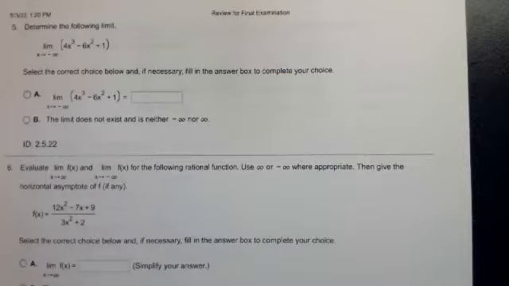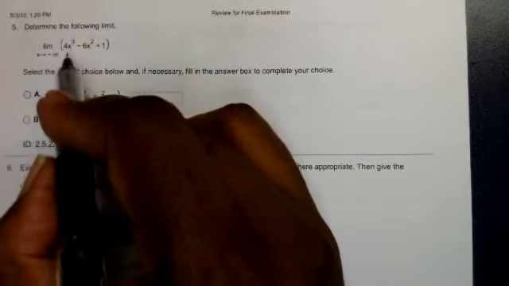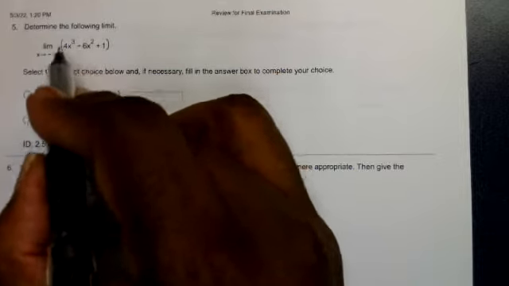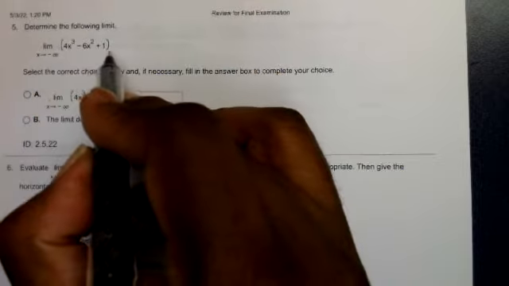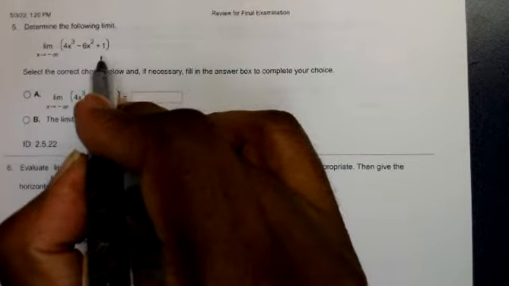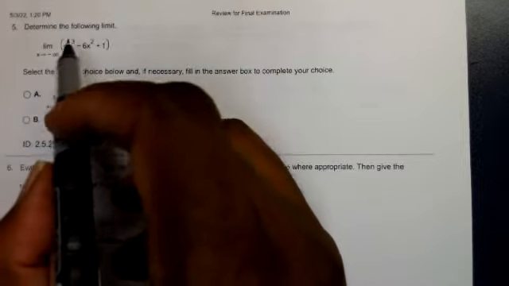Okay, now problem number 5. Here we got the limit as x approaches negative infinity of 4x cubed minus 6x squared plus 1. All right, in this case here, we're letting x approach negative infinity. That means we're letting x get smaller and smaller and smaller. If we look at just this leading term, which is 4x cubed, that would tell us where the limit of this function will be going to as we let x approach negative infinity in this case.